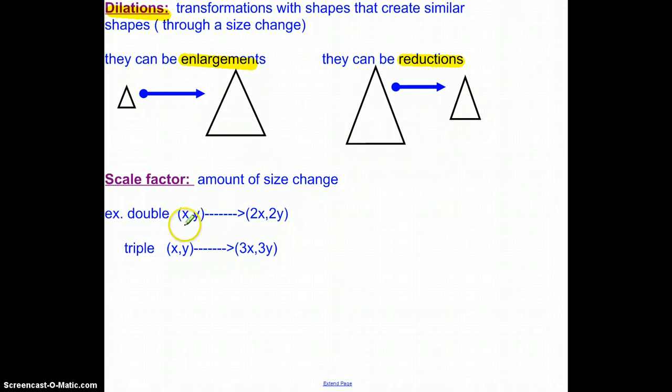So if I were to do a size change, I'm going to set up rules just like I did before, but I wanted to give you an example of what one would look like. If I were starting out with x, y, and I were going to double it, I'd have to double both x and y. I have to change them by the same number, the same multiple. So if it were tripled, it would be going from x, y to being 3x and 3y. So that'll give you some idea of where we're going to go. So let's take a look at an example.